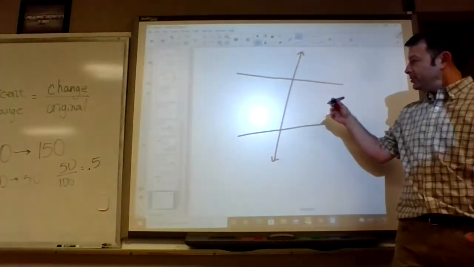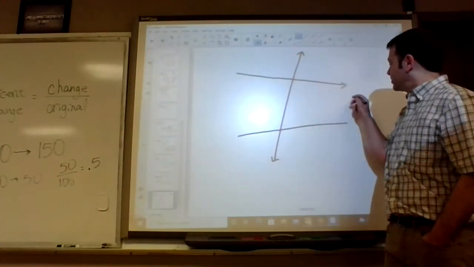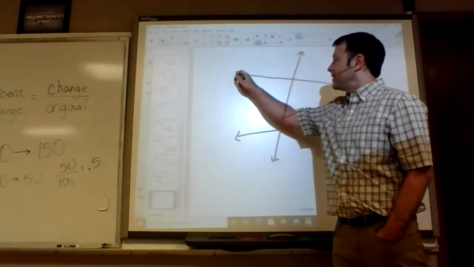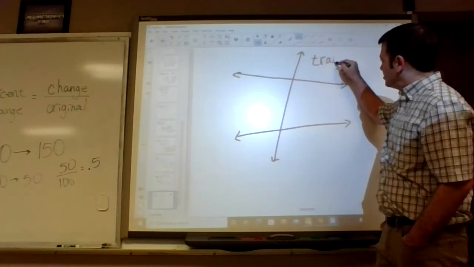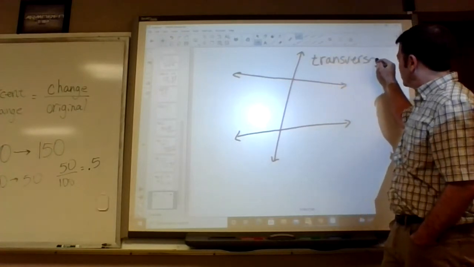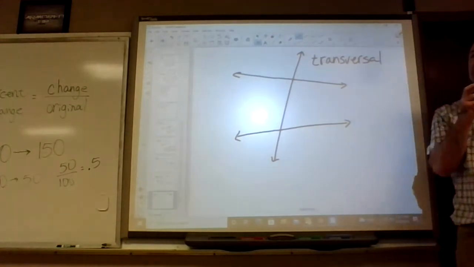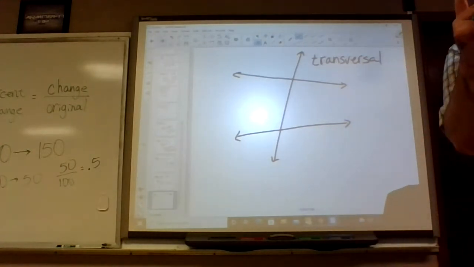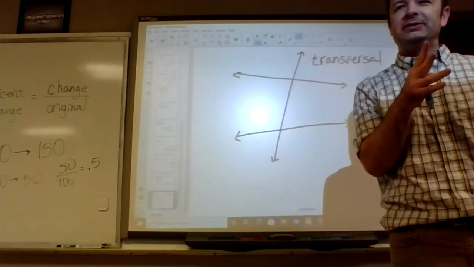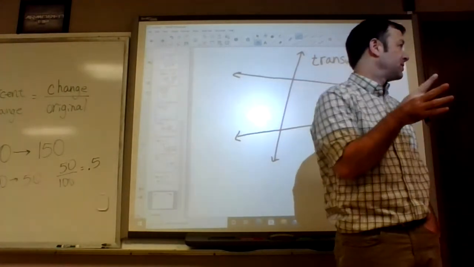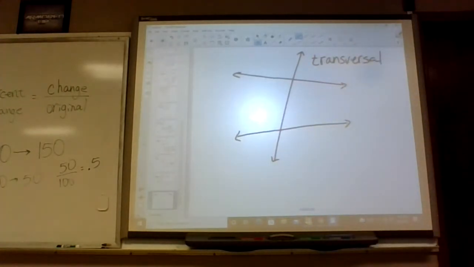So we got a new definition. We have a couple lines here that are being crossed by another line. This line that crosses them is called the transversal. Have you heard the phrase like a transatlantic flight? What do you think that means? It's a plane flying across the Atlantic, right? Trans just means crossover. So transversal is the line that crosses over any other lines.